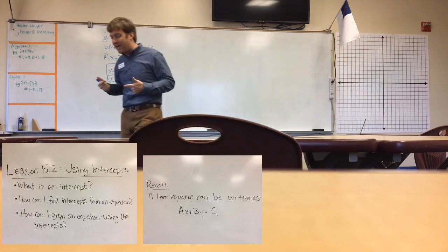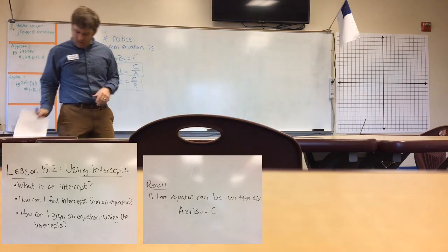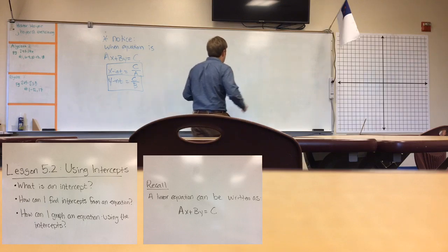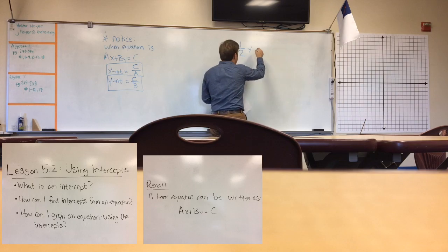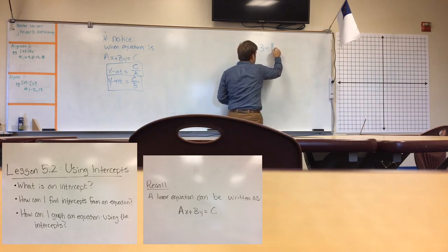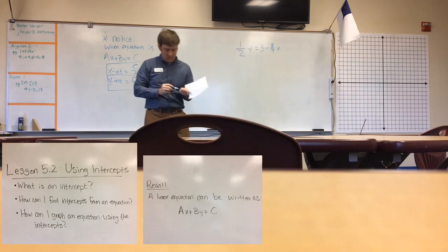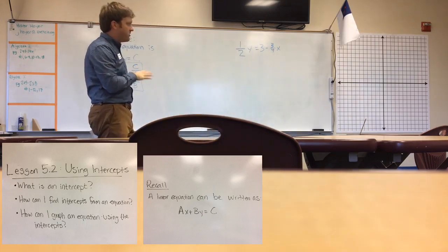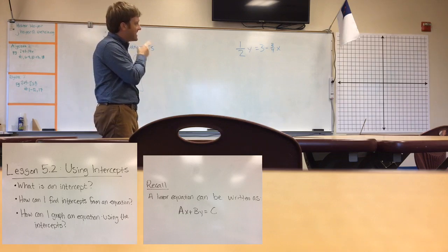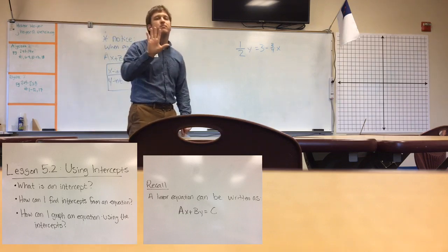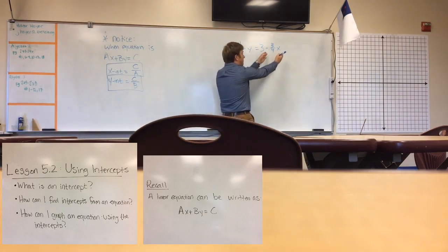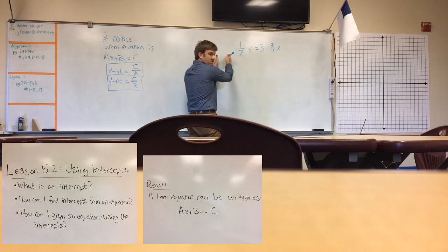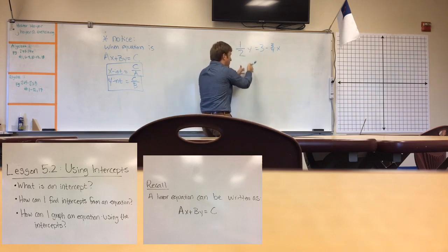Okay, so we're going to do that now with this example. 1/2 y equals 3 minus 3/4 x. Now, an alarm should be going off in your head, ding, ding, ding. That is not in standard form. So let's go ahead and put it in standard form. All I have to do is get this 3/4 x over to the left. Then I'll have an x term, a y term, and a c.